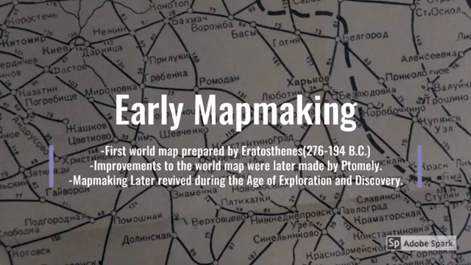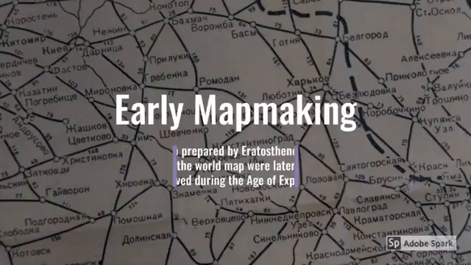The first world map was prepared by Eratosthenes between 276 and 194 BC. Improvements to the world map were later made by Ptolemy. After Ptolemy, advancements in cartography were primarily made outside of Europe by the Chinese and Islamic world, and map making was later revived during the age of exploration and discovery.